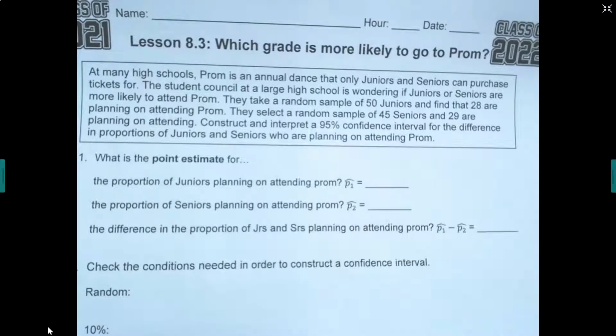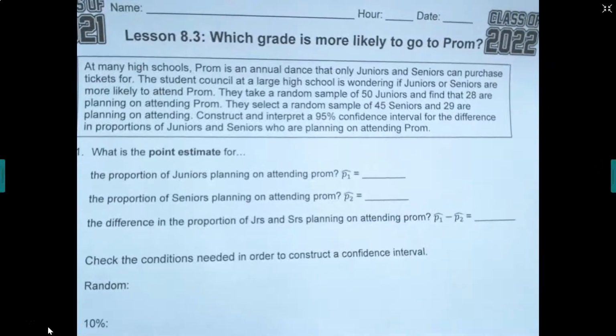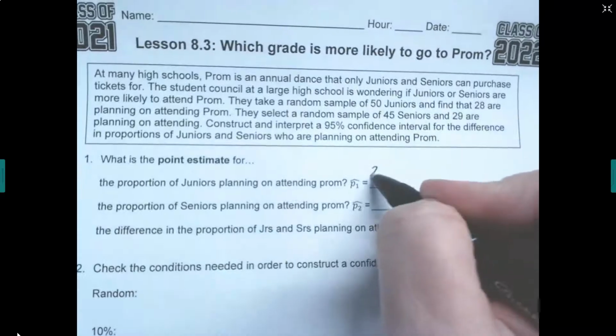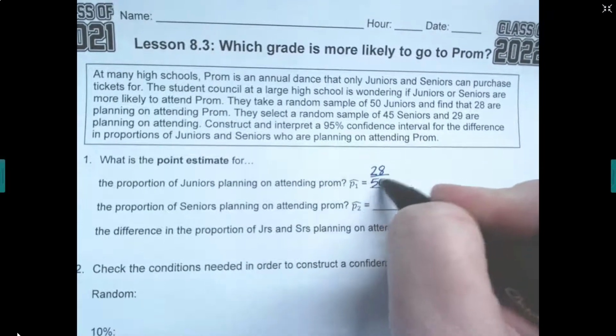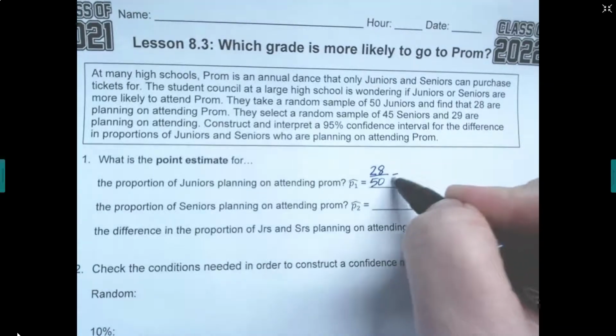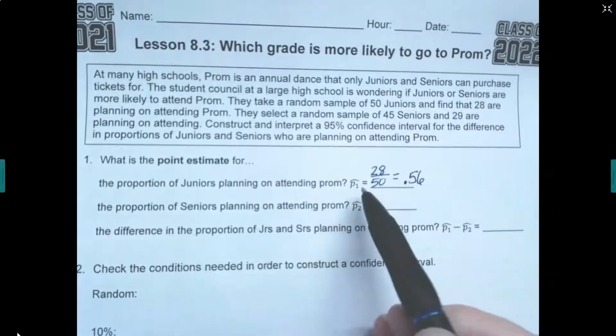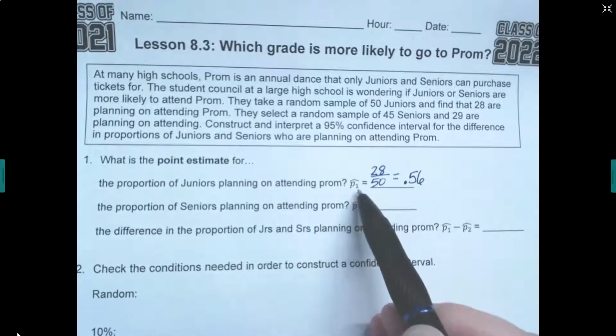So our scenario today is talking about prom, and ultimately they want to know what the true difference in proportions is between juniors attending prom and seniors attending prom. So let's start by getting our point estimate. They have random samples of 50 juniors and find that 28 are planning on prom. So 28 out of the 50 juniors gives me a p-hat of 0.56. Now they've labeled this p-hat 1, so 1 is for the juniors.